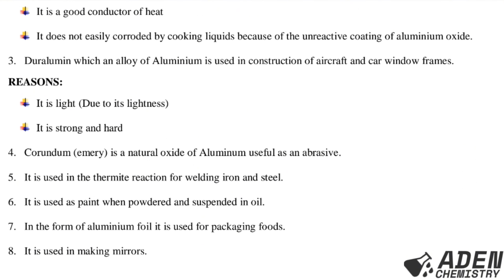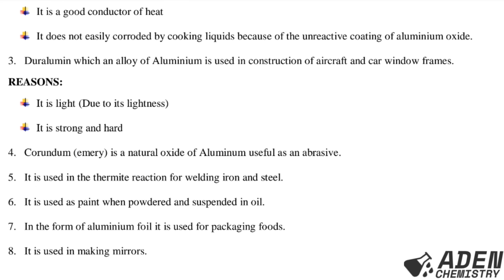So number 3, duralumin, which is an alloy of aluminum, is used in construction of aircraft and car window frames. The reason we have seen a long time ago when we were dealing with alloys of aluminum: it is light, or due to its lightness or low density, and number 2, due to its hardness, it is strong and hard. So number 4, corundum, which is anhydrous aluminum oxide and can be called emery, is a natural oxide of aluminum useful as an abrasive.